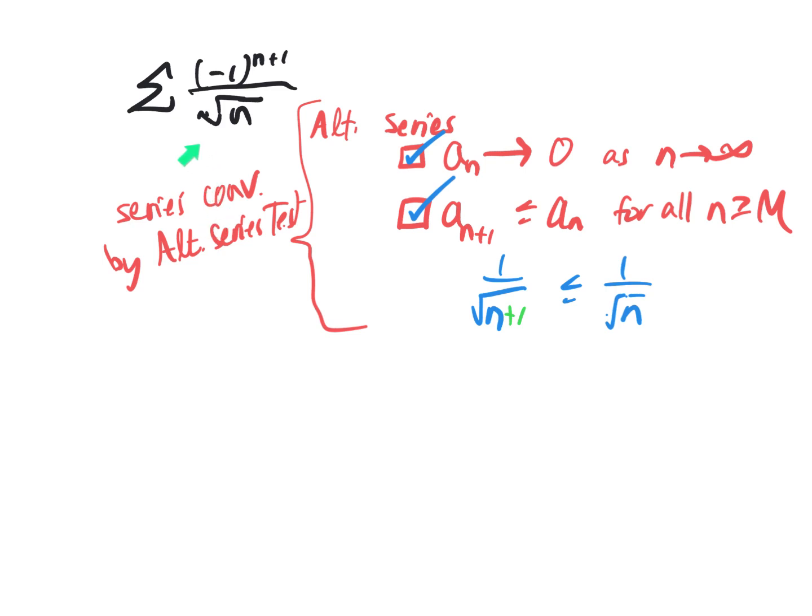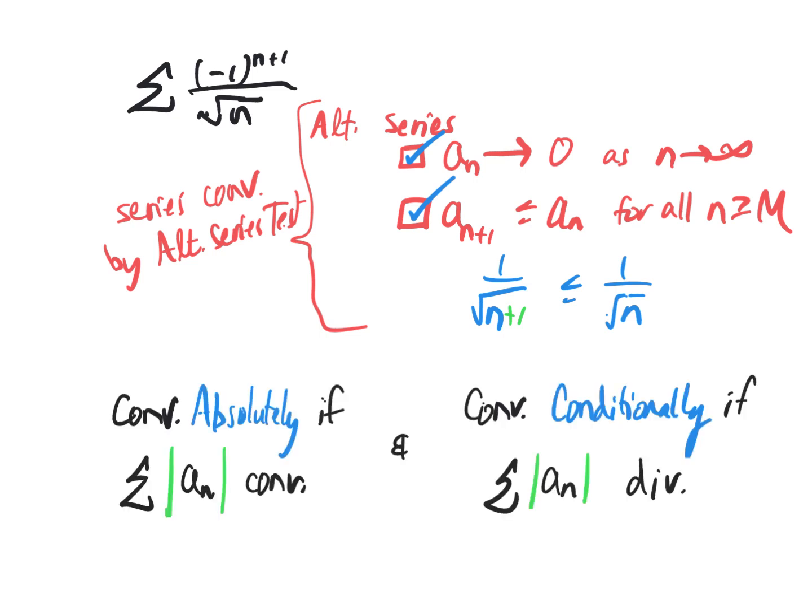Now, does the series converge absolutely or conditionally? Next step. And this is the definition. Our series converges absolutely if the absolute value of the terms as a series also converges, and conditionally if the series with the positive terms diverges. So how can we test that?